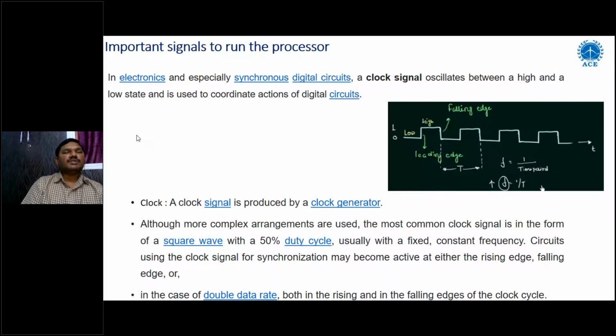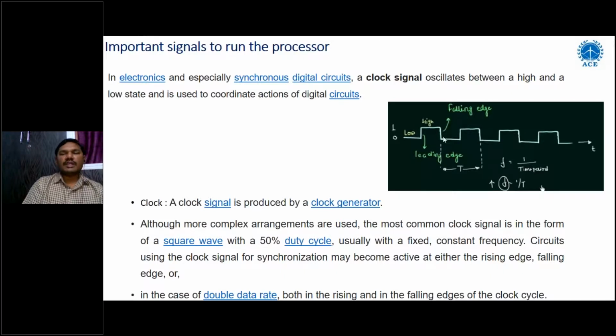So the important signals to run the microprocessor here are power and clock signals. This is the clock signal. The clock signal is also called a synchronous signal, used to operate the device with no time delay. That's why it is called a synchronous digital circuit, because some operations or actions must be performed automatically with less delay. That's why they use this clock signal.